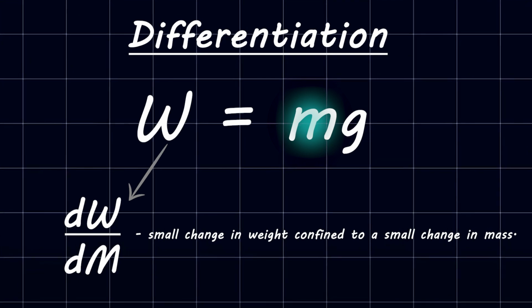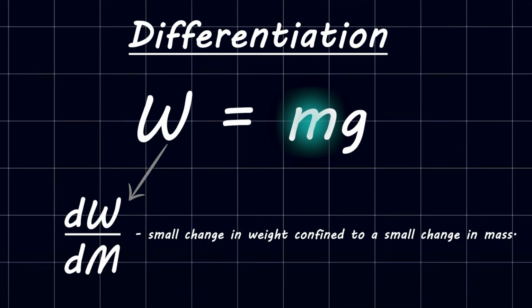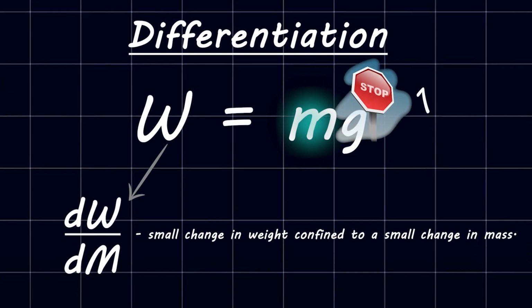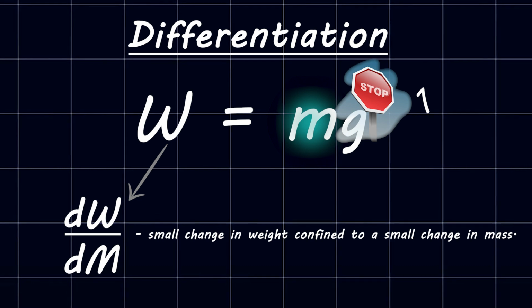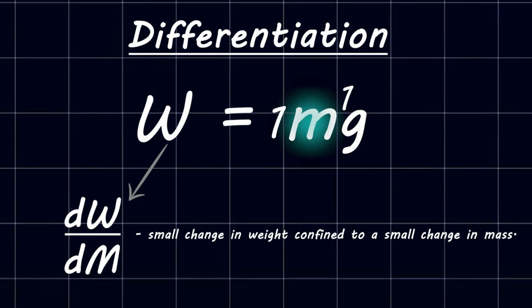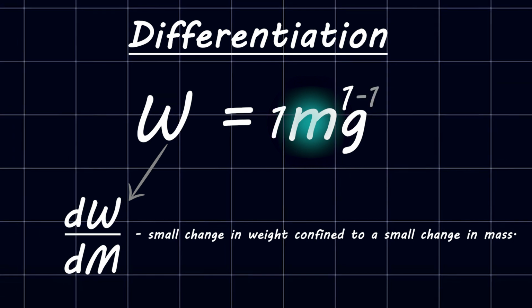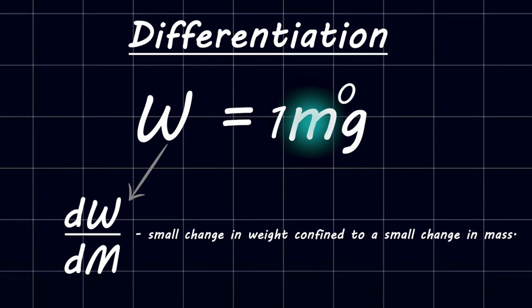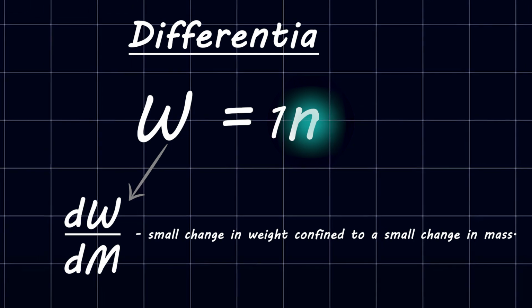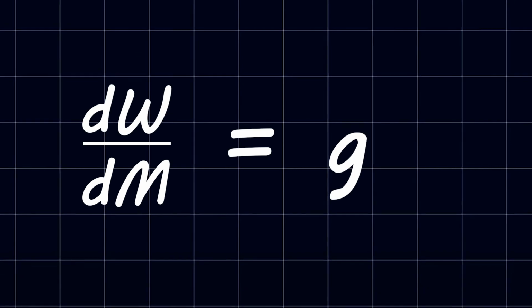Now that we know what's changing, in this case mass, step 2 is to write the power next to that thing that's changing. Now there are no powers on the mass, but anything to the power of 1 is itself. So we can pretend there's a power of 1 on the mass. The final step is to times and take. So 1 times m is m, and taking 1 from 1 will be 0. Anything to the power of 0 is just 1, so it's 1 times g. dW by dm is therefore equal to g.